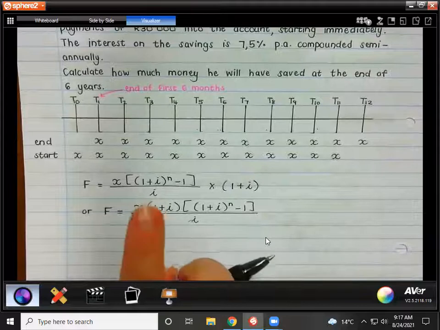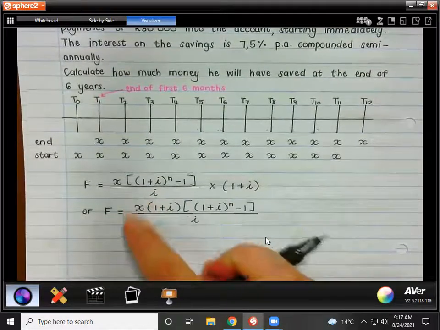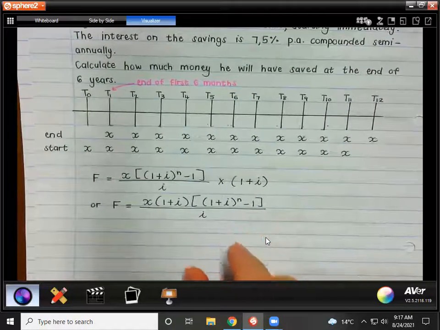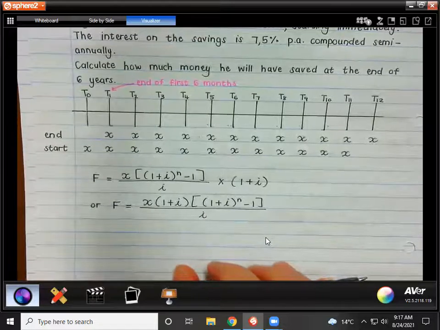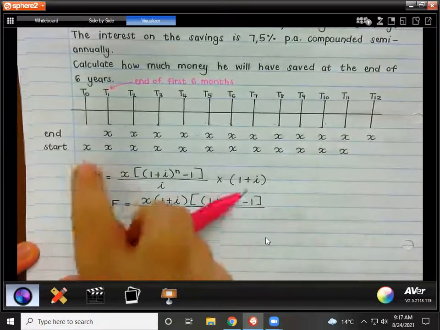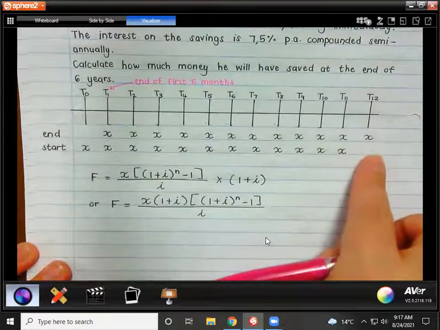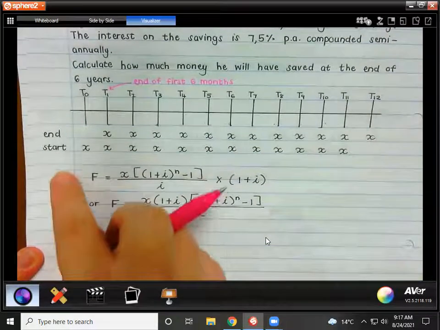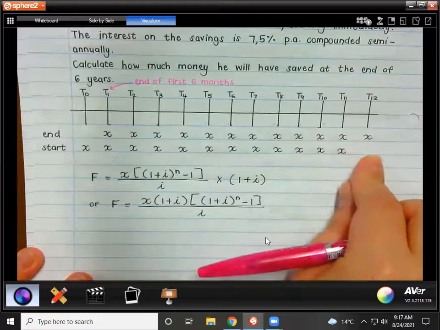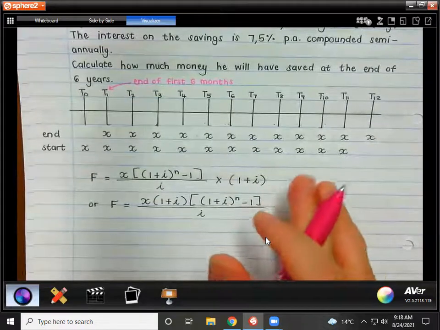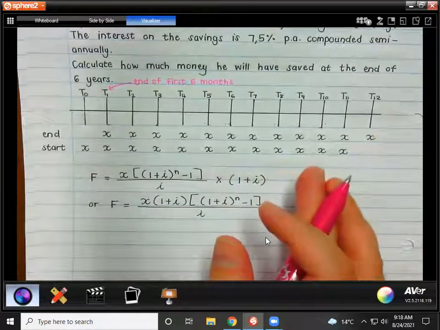No. This formula is not on the formula sheet, and this is the one that you need to always use if the payments are made at the beginning of the month or the 6 months or the quarter or the year or whatever the period is. Yes. Okay. So in the end one, the last X wouldn't earn any interest, but in the start one, the last X earns 6 months interest. So guys, does it make sense that every payment is in the account for 6 months longer if it's paid at the start of the time period than it would have been if it's paid at the end?